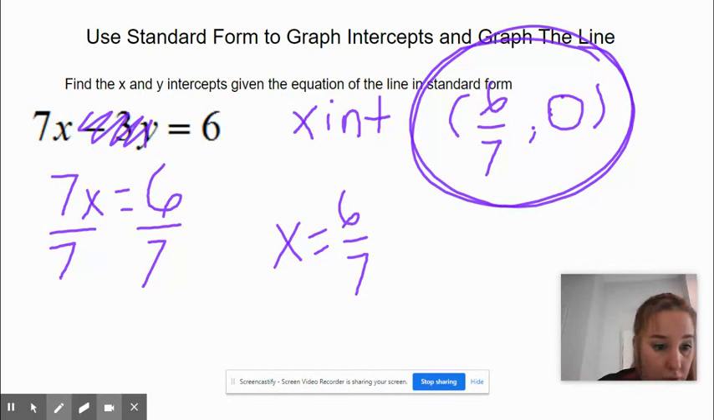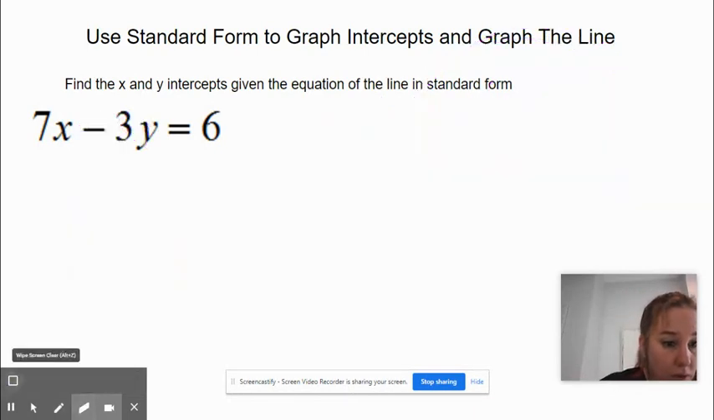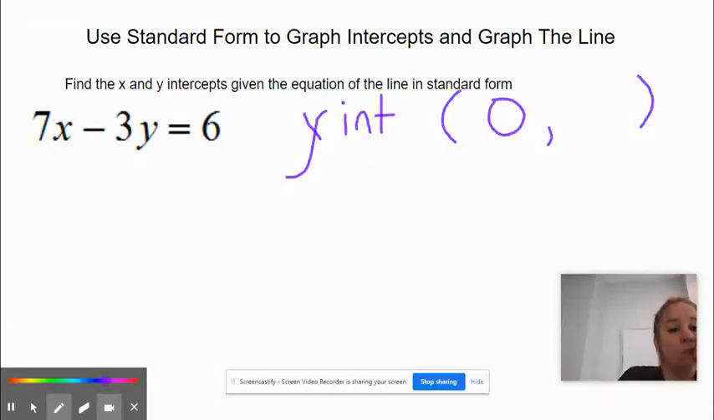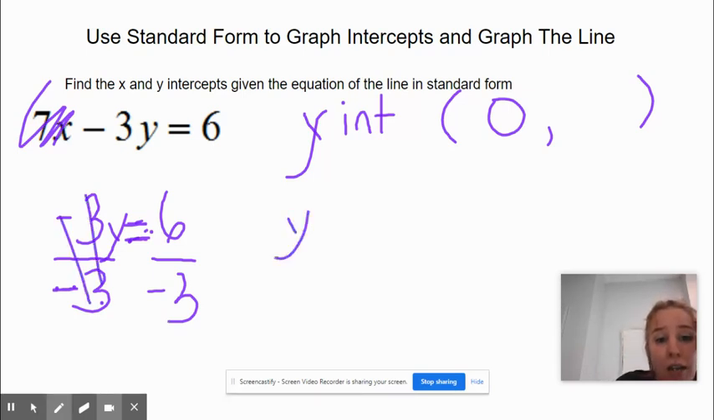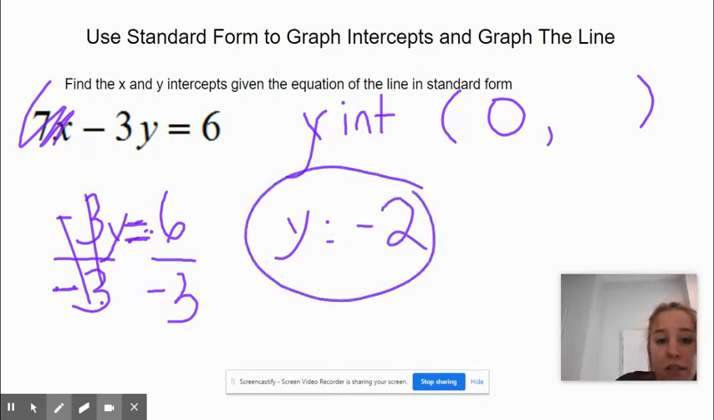Now, here we go. Okay, you find the y-intercept. Remember, x is 0, so you can just kill the x term. Right? Okay, negative 3y equals 6. Divide both sides by negative 3. Cancel, cancel. Y equals negative 2. Right? Because 6 divided by negative 3 is negative 2. Reach out if you don't know what's happening.